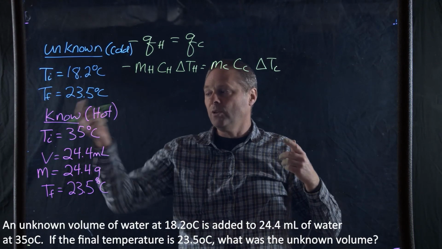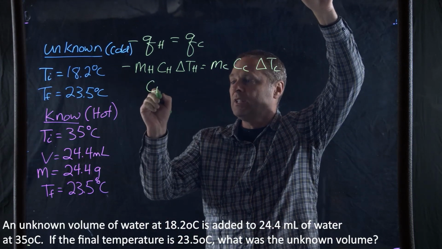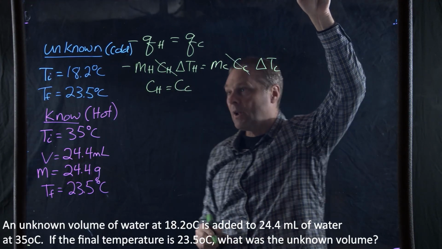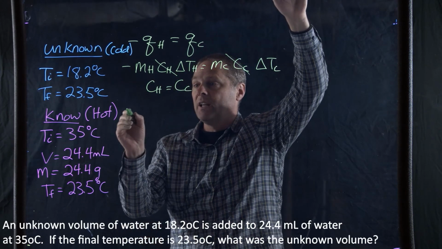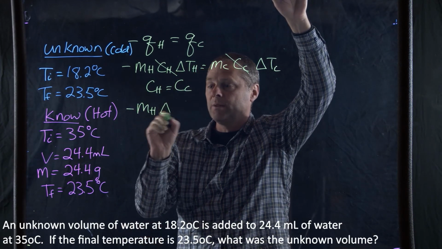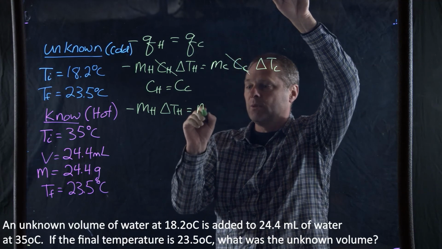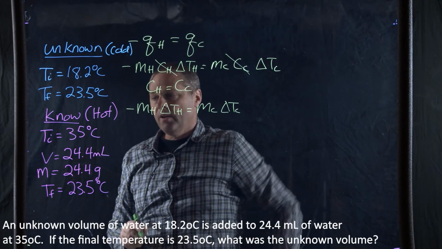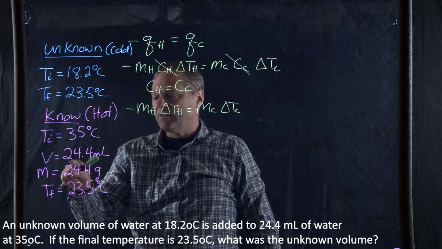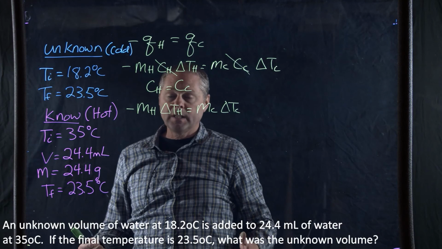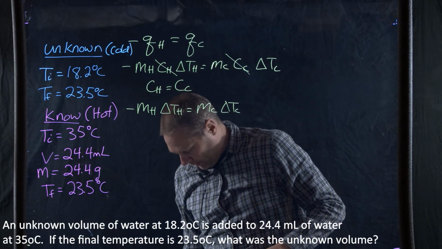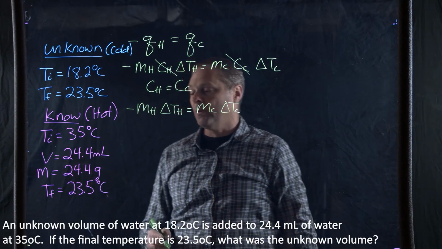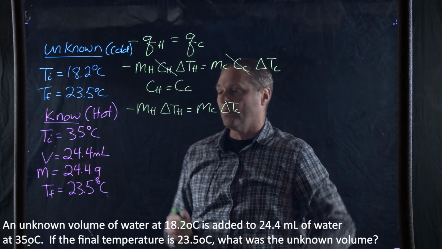Now, because both the unknown and known are water, we know that C hot is equal to C cold, so we can cancel those out. And so the equation we have here is minus m of the hot times delta T of the hot is equal to the mass of the cold times the change in temperature of the cold. Now, the mass of the hot, they gave us 24.4 milliliters. We know that the density of water is 1 gram per milliliter. And so 24.4 milliliters of water is equivalent to 24.4 grams.